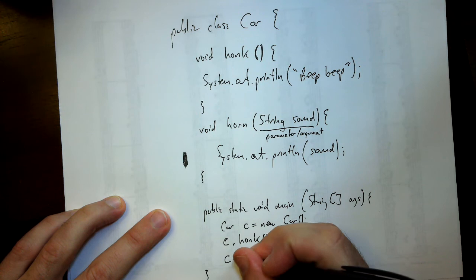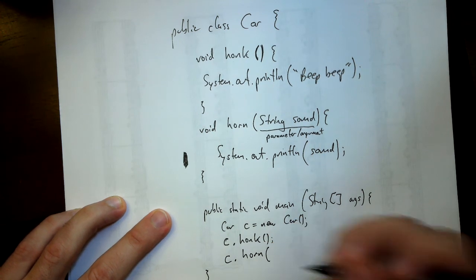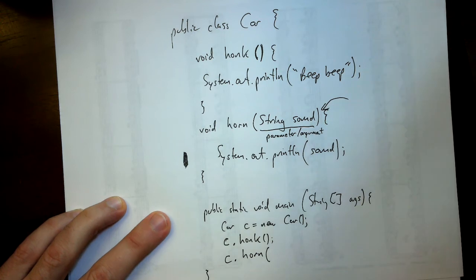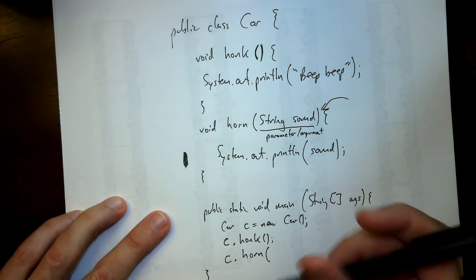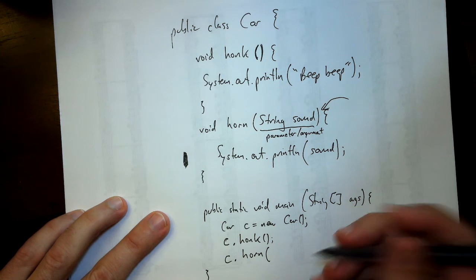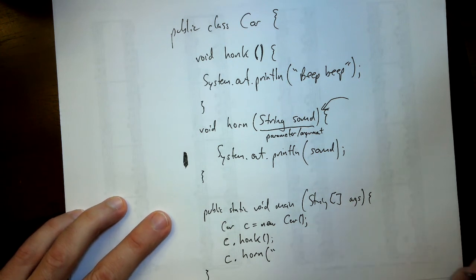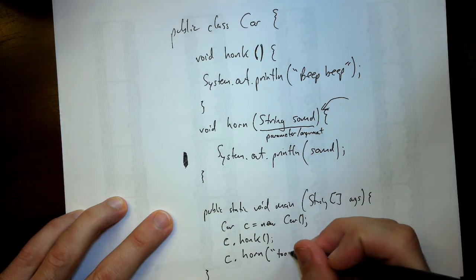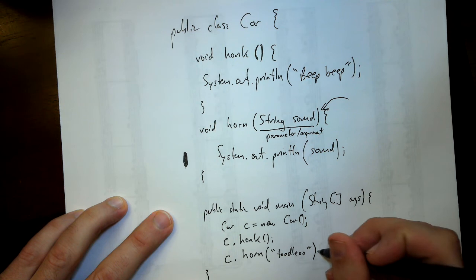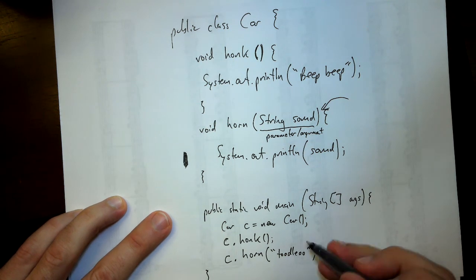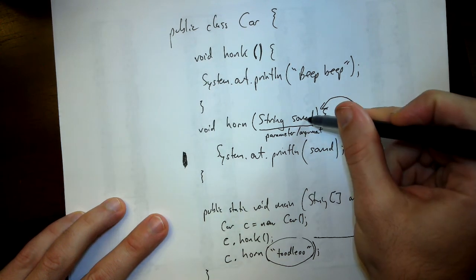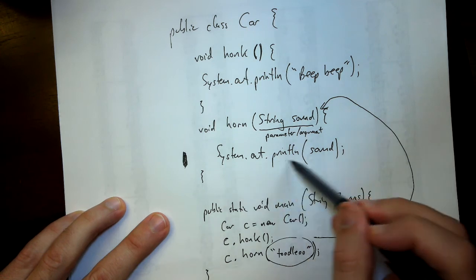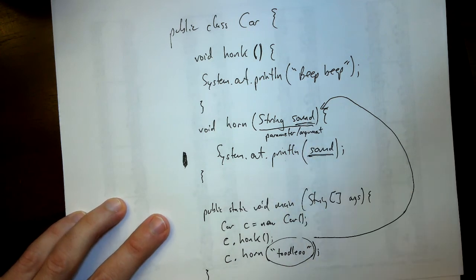If I call c.horn, I have to pass it a parameter. If I just try to close this parentheses here, Java will barf. It will say, expected a parameter. So I have to say, I don't know, toodaloo or something, whatever I want my horn to actually say. And then it'll pass this string into this parameter, and then it will print out that parameter.